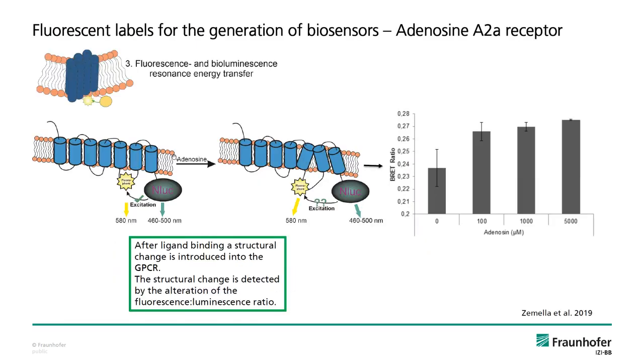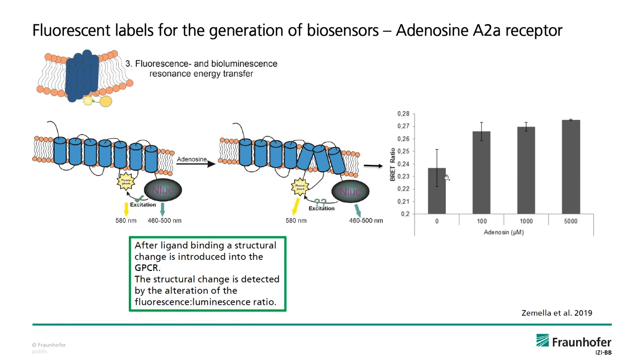So as you can see on the left side, as I have described, we would expect in an inactive state an energy transfer between the nanoluciferase and the fluorophore. If we don't add any ligand, so 0 micromolar, we already have a signal. That's what we expected. And if we now add adenosine, we would expect a dramatic change in the transmembrane domains of the receptor that would result in a proximity different to the proximity between the luciferase and the fluorophore in the inactive state.